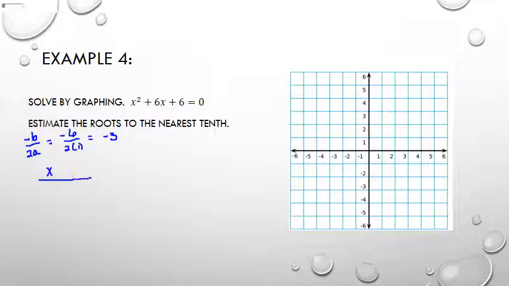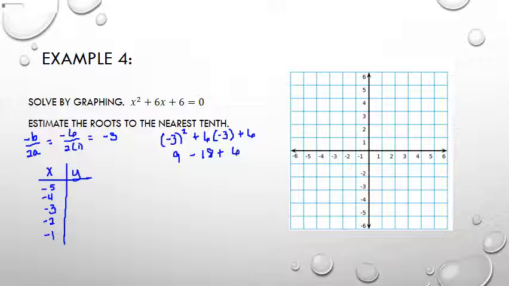Let's go ahead and do that xy table. Put the -3 in there, and then above that would be -4, -5, and below it will give us -2, -1. All right, let's go ahead and try the -3. When you're plugging in, make sure with a negative you're putting parentheses around it. So that gives us 9 minus 18 plus 6, and that gives us -3.